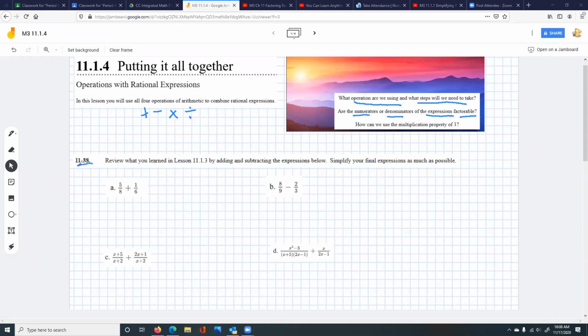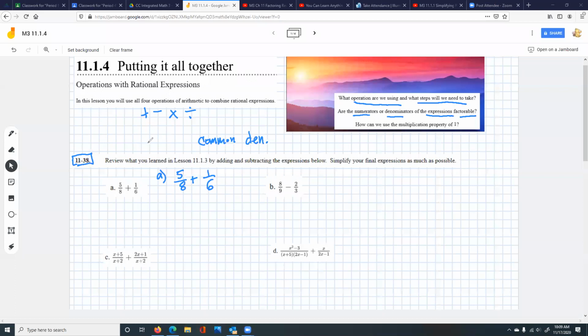Okay, starting with number 38, A. Let's write this down. A says 5/8 plus 1/6. This isn't even an algebra problem. This is a basic arithmetic problem. We're adding fractions, so we need a common denominator, right?